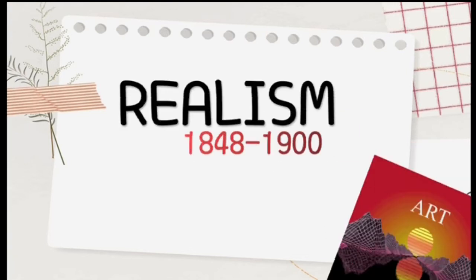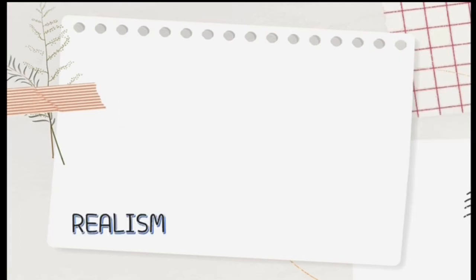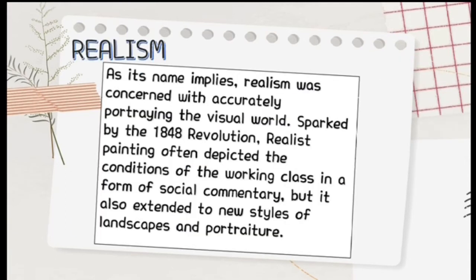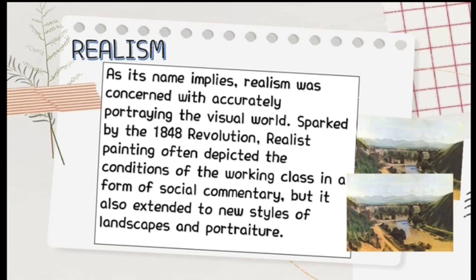Realism art. It began in 1848 to 1900s. As its name implies, realism was concerned with accurately portraying the visual world. Here in realism, what we see in the real world depicts in the art. It is sparked by the 1848 revolution. Realist painting often depicted the conditions of the working class in a form of social commentary, but it also extended to new styles of landscapes and portraiture.